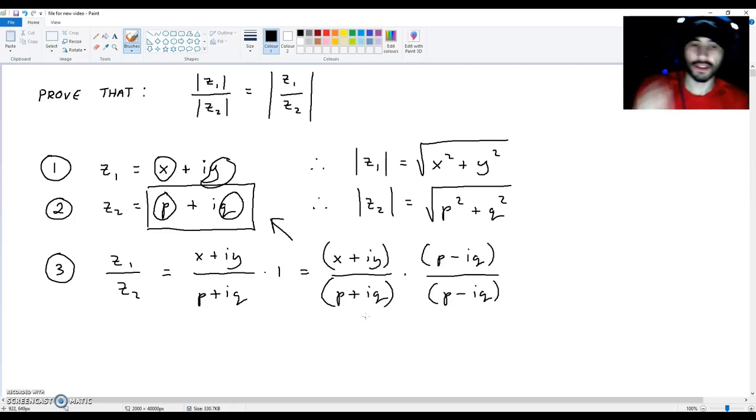What we must do from here is expand the brackets at the top of this fraction and also expand the brackets at the bottom of this fraction. So let's do this next.